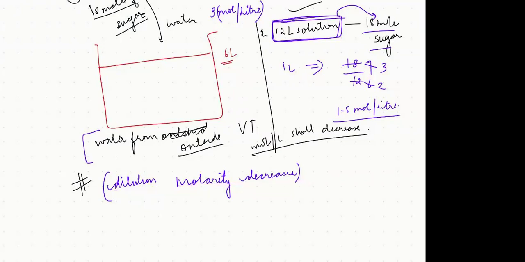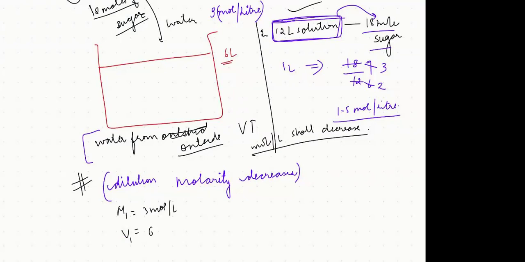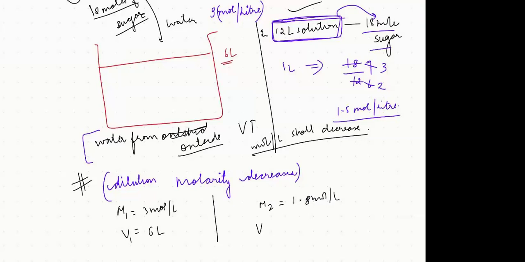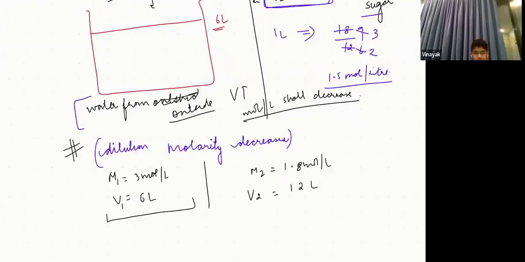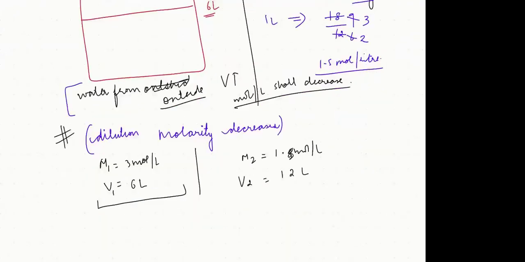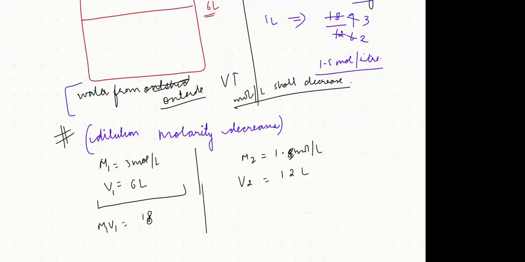So understand one thing. Earlier the molarity one was 3 moles per liter, then volume one was 6 liters. Now the molarity two is 1.8 moles per liter and volume two is 12 liters. Sorry, the new molarity would be how much? 1.5. So if you multiply M1 into V1, you will get 18. And if you multiply M2 V2, that shall also be 18.